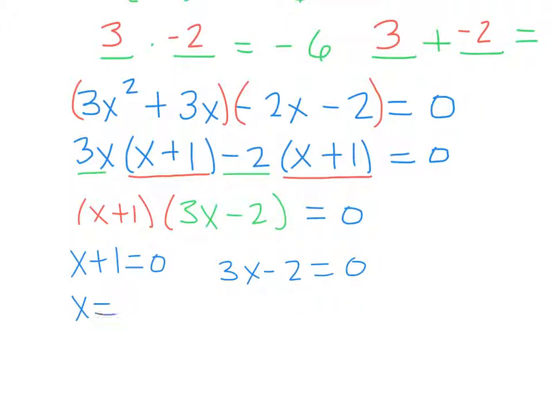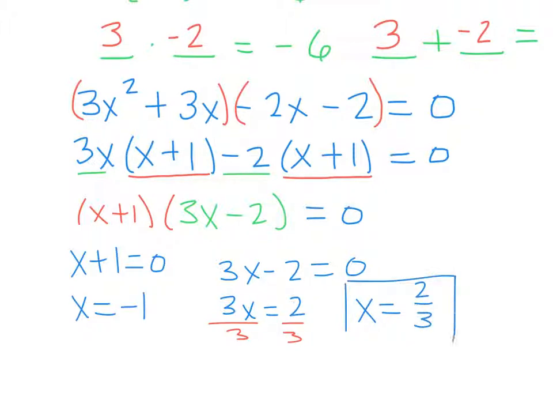We get x equals negative 1. And here we're going to first get 3x equals 2. We divide both sides by 3. And we end up with, oops, we don't want that 3. We want x equal to 2/3. So we've got two solutions, x equals negative 1, x equals 2/3.